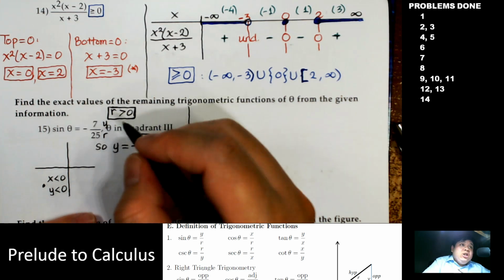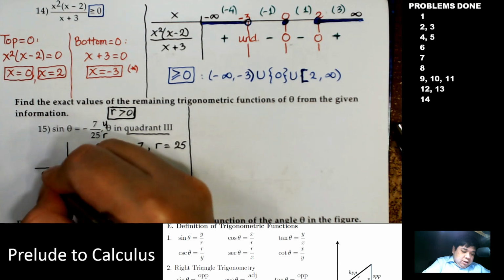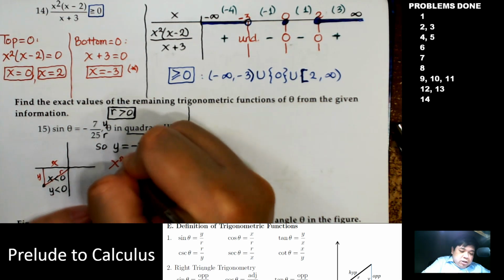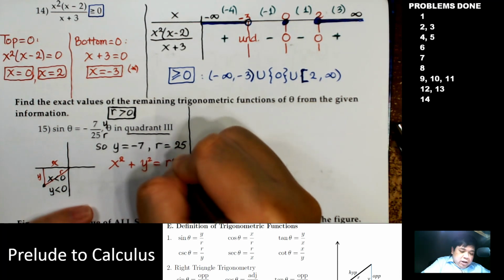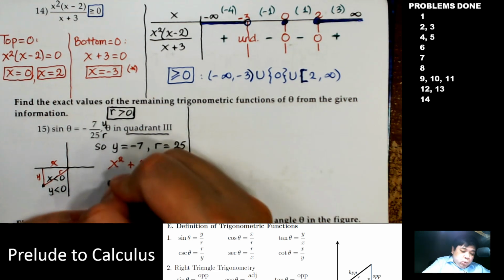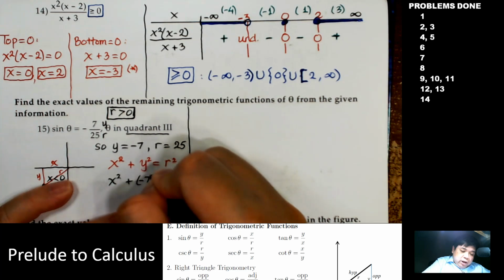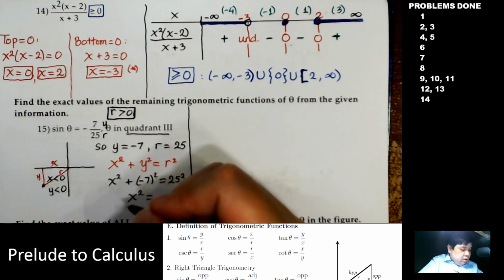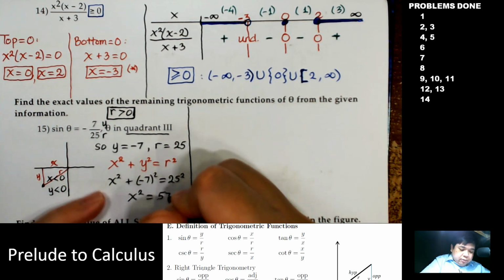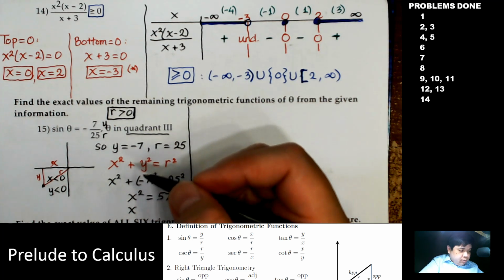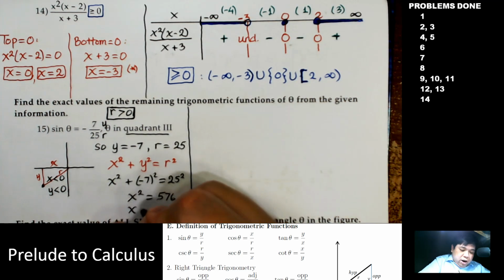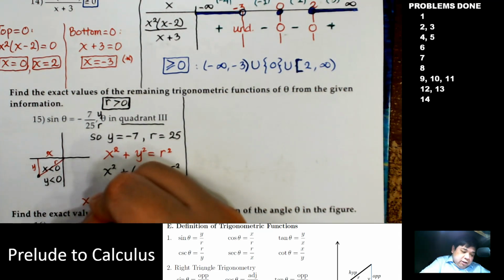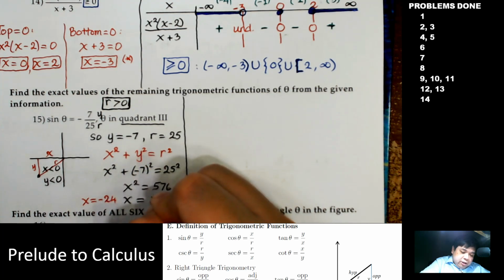Right. And now we just need to find x. So pretty much this is x, y, and r. The relation is Pythagorean theorem, x squared plus y squared equal to r squared. So put all the numbers in. X we don't know, y negative 7 squared and 25 squared. X squared equal to 25 squared minus 7 squared, 576. Taking the square root, will be plus or minus 24. Right. But since this one is in the third quadrant, x is negative 24 because it is in the third quadrant.